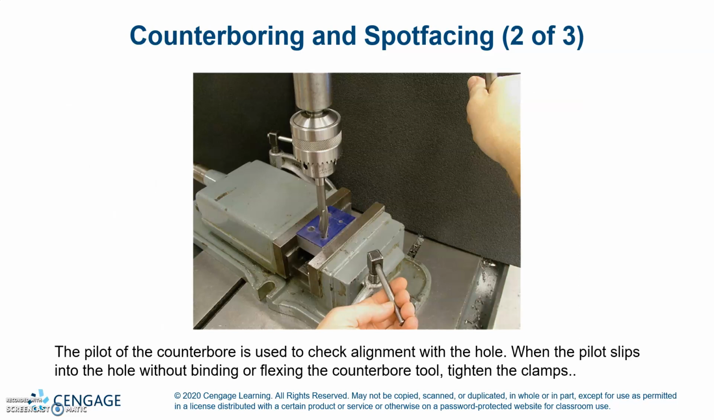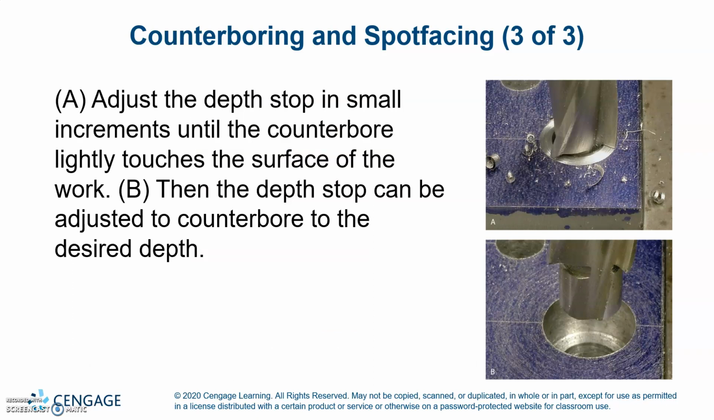The pilot of the counterbore is used to check alignment with the hole. When the pilot slips into the hole without binding or flexing the counterbore tool, tighten the clamps. A. Adjust the depth stop in small increments until the counterbore lightly touches the surface of the work. B. Then the depth stop can be adjusted for the counterbore to the desired depth.